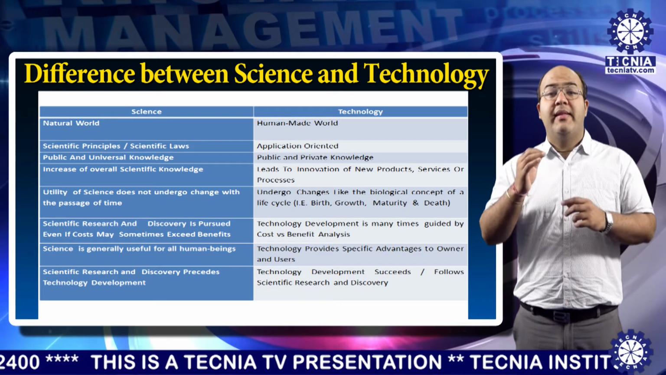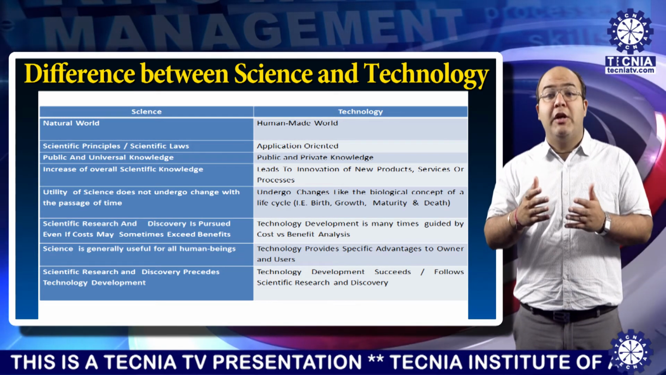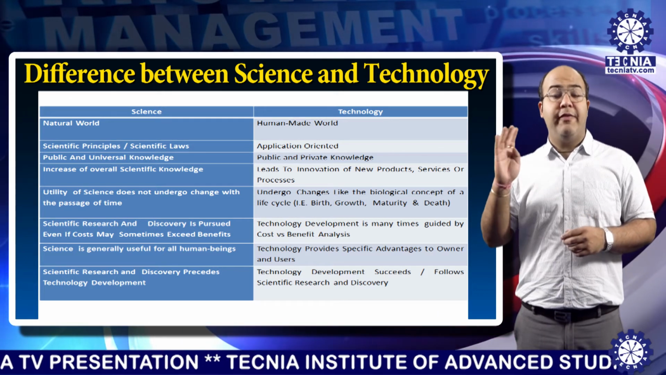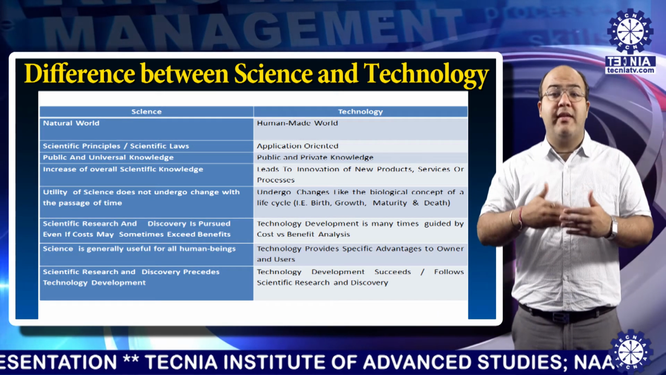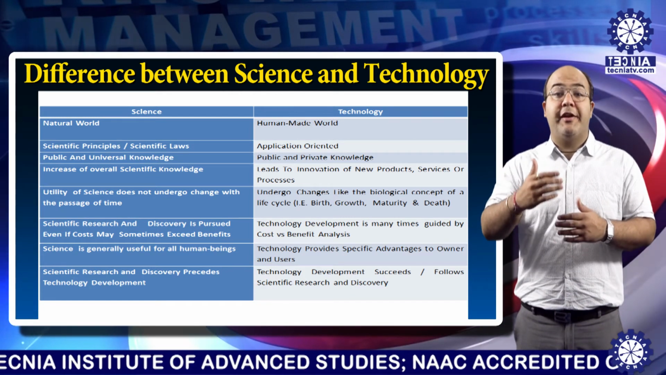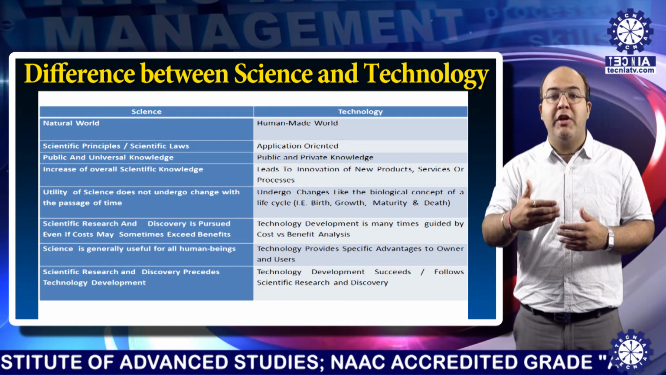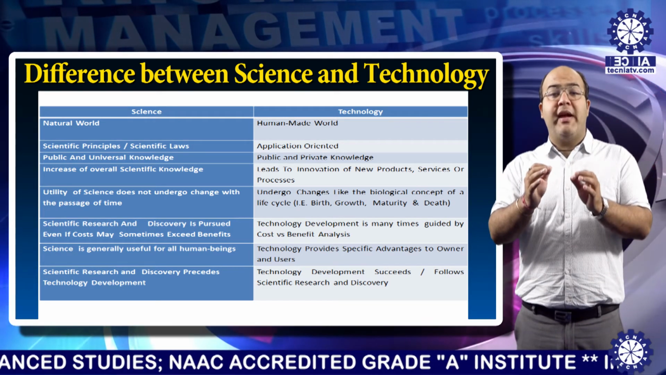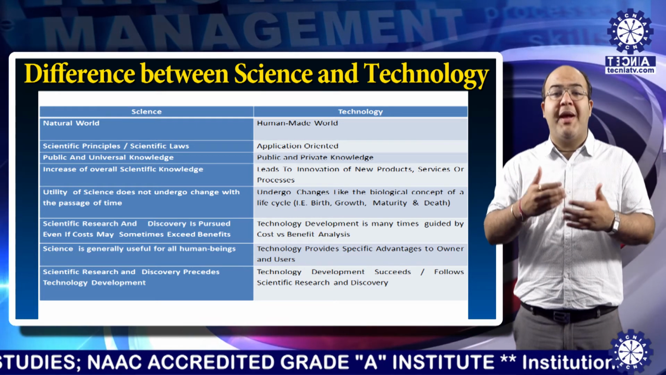And the third one is that science is public and universal knowledge. On the other hand, technology comprises both public and private knowledge. And the fourth one is that scientific research and discovery leads to an increase of overall scientific knowledge. On the other hand, technology development leads to innovation of new products, services or processes. Fifth one, the utility of science does not undergo change with the passage of time.